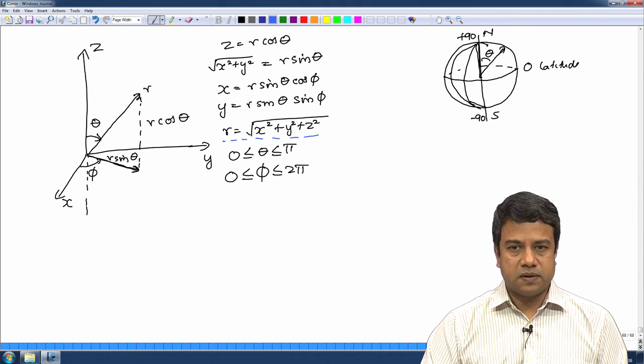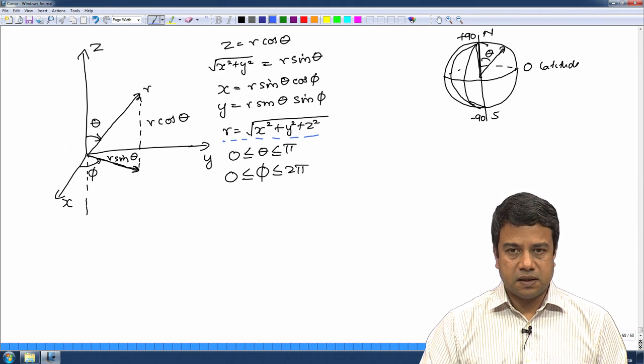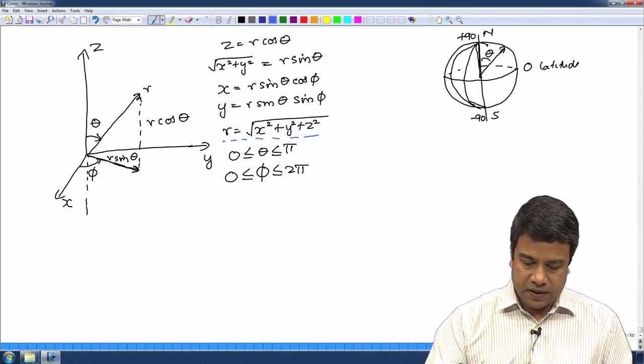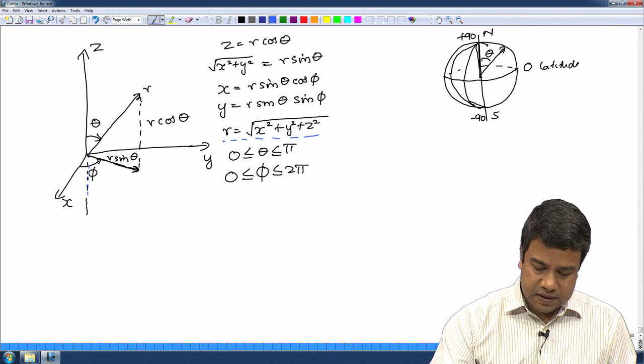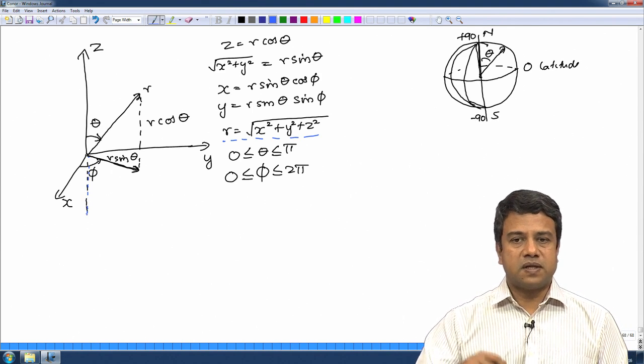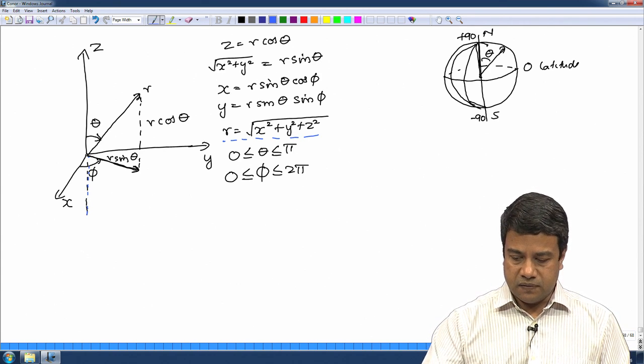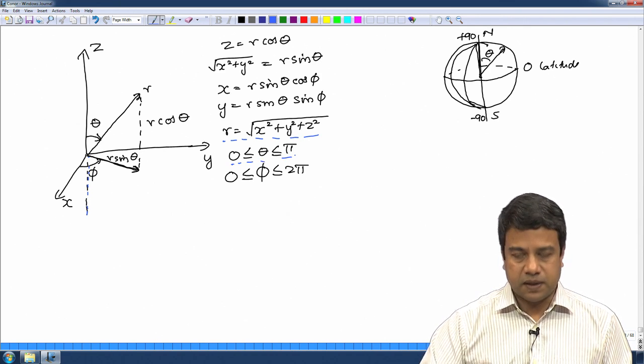Theta equal to 0 is the plus z axis, and theta equal to pi is the minus z axis. Obviously, once you go all the way to the minus z axis, you can go no further. Therefore, theta goes from 0 to pi.